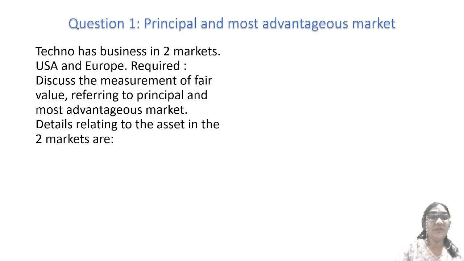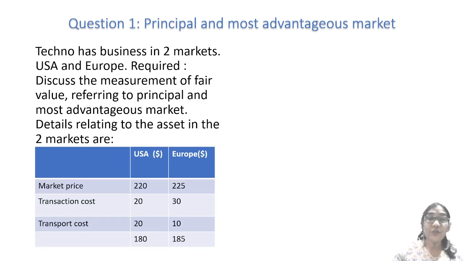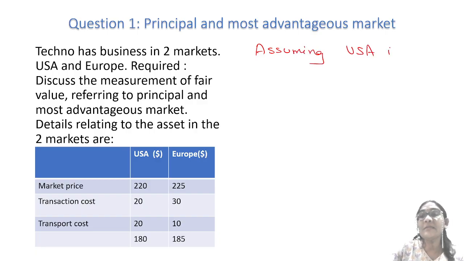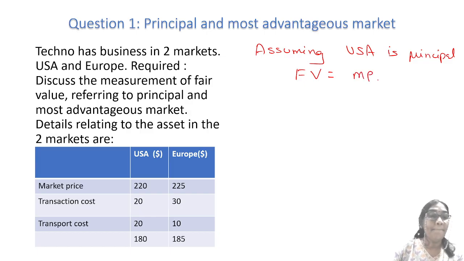Details relating to the asset in the two markets are as follows. So you can see here that there are two markets, the USA and Europe. The market price, transaction cost and transport costs are given to us. So assuming that USA is the principal market, in this case, the fair value would be the market price minus the transport cost.